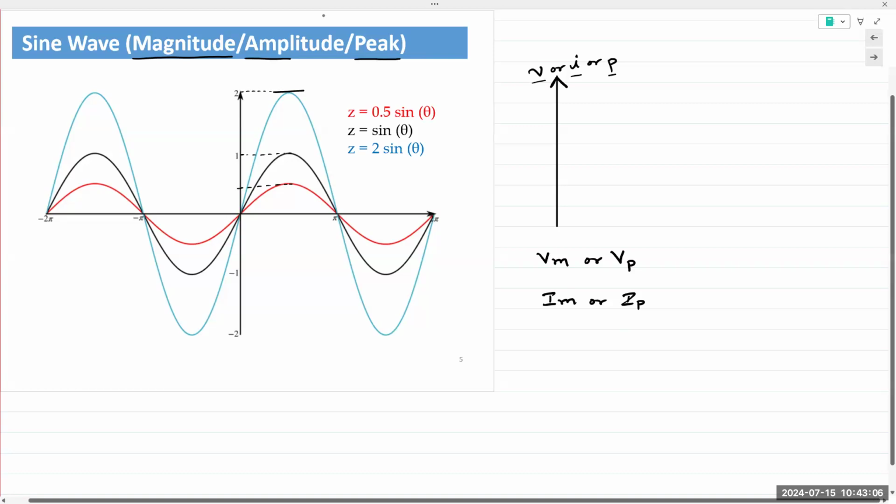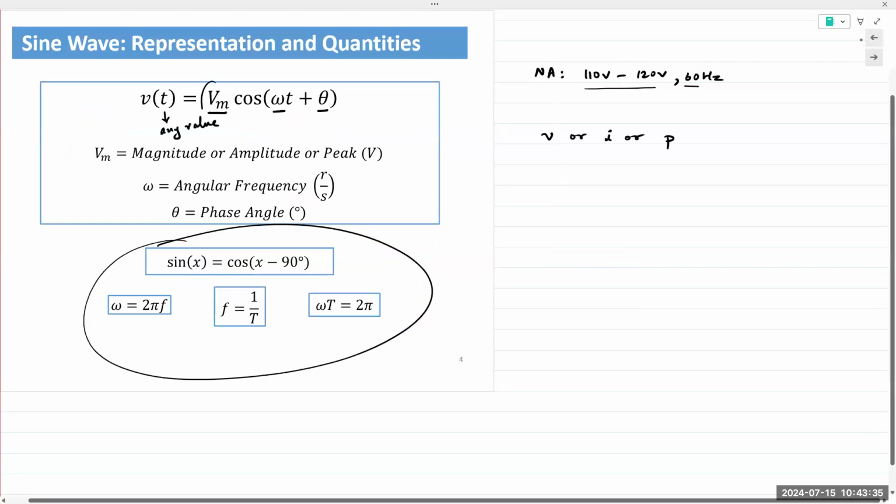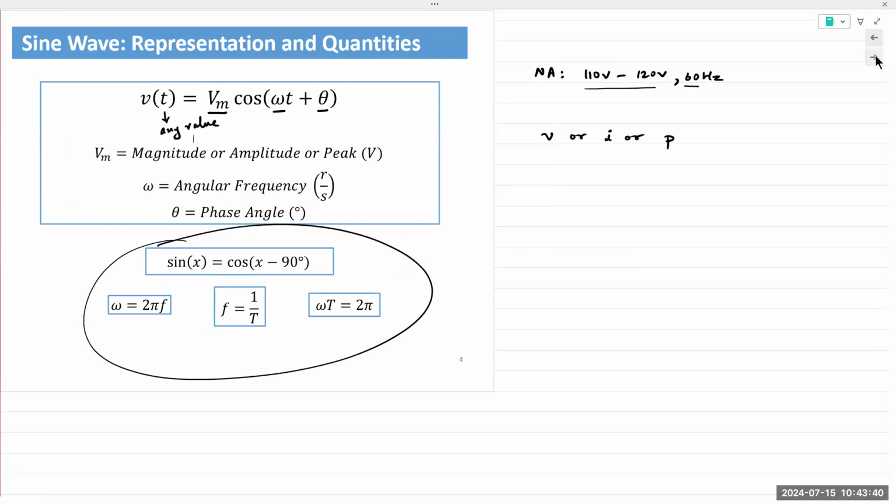So the waveform in red has a value of 0.5. The waveform in black has a value of 1. The waveform in blue has a value of 2. So all waveforms have a similar shape and the same frequency, but the y-axis values are different. The maximum value of that peak right here is described by this term right here, Vm.